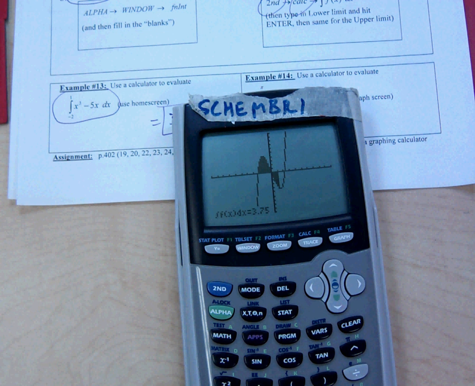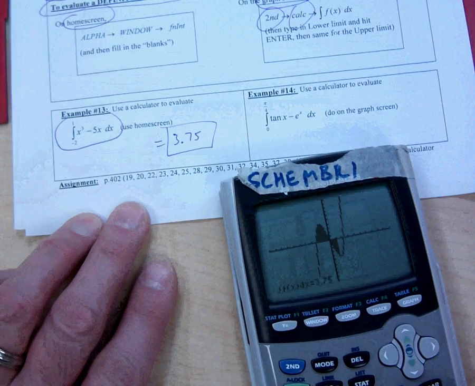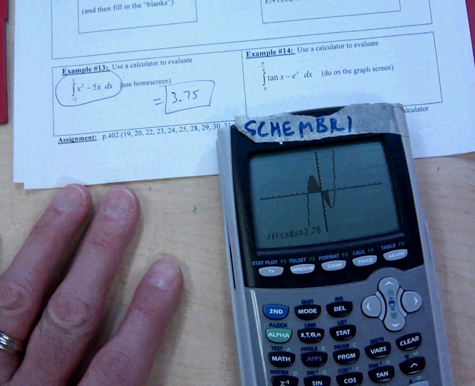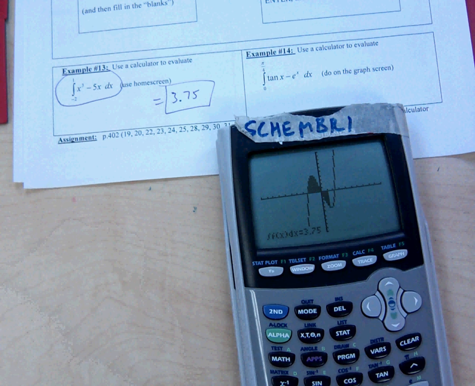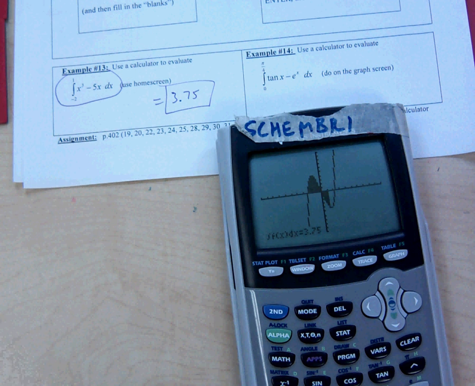Okay, good. All right, so I want you to try, why don't you do example 14 both ways, guys, just so I know you can do it. So why don't you do example 14 on your own both ways real quick. Do it on the home screen and then do it on the graph screen.